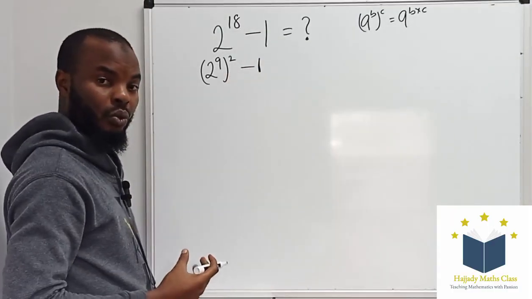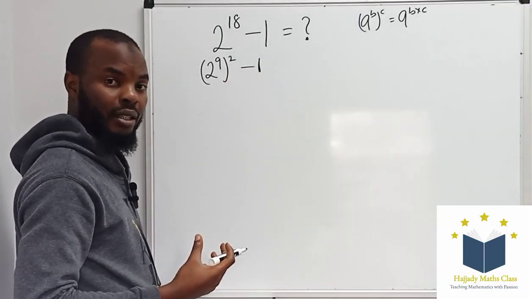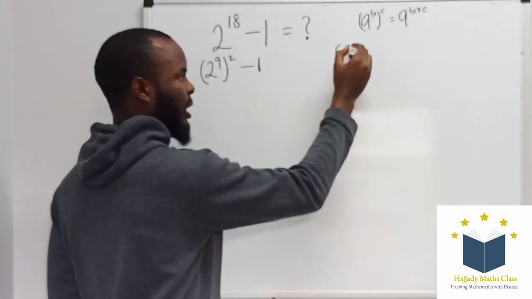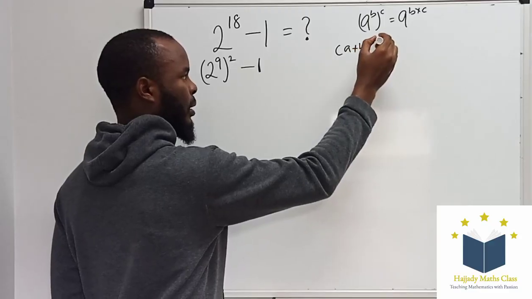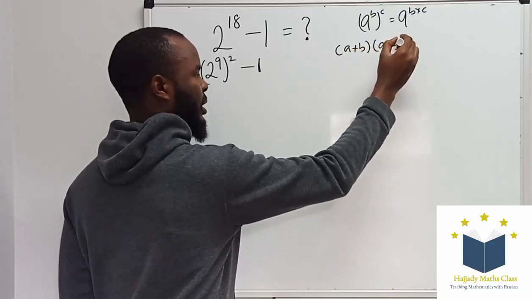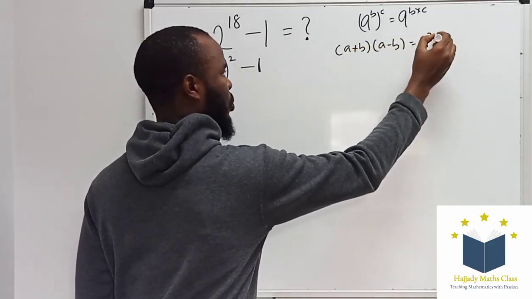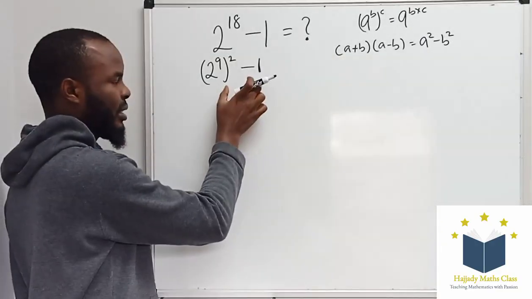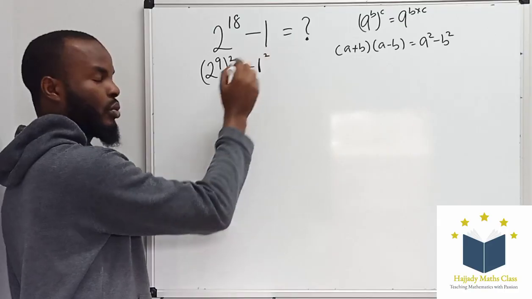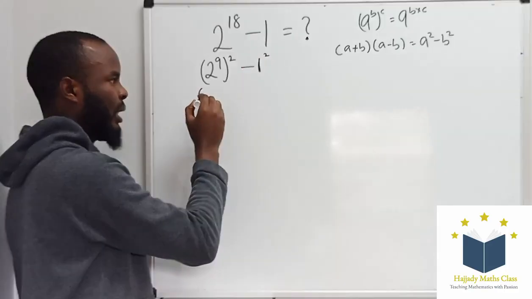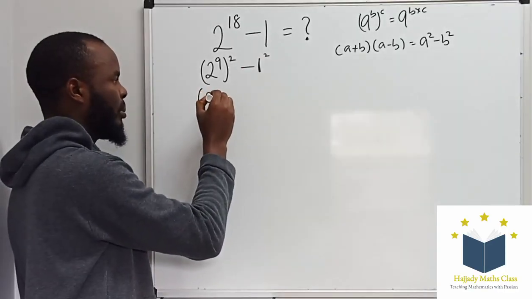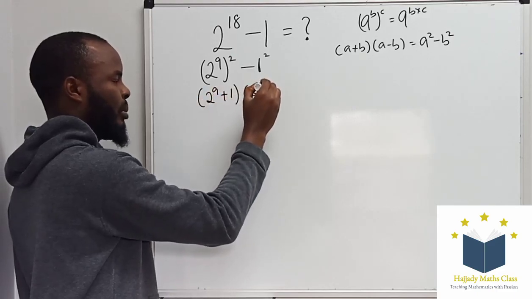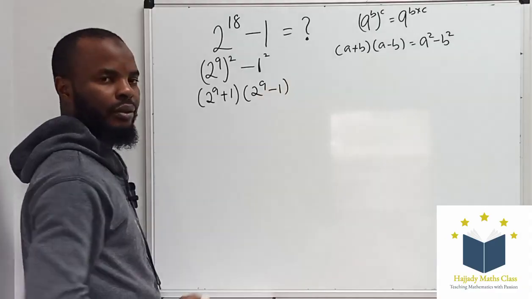Then I'm going to use what is known as the difference of two squares. Using the difference of two squares, the rule says that when you have a plus b, a minus b, this is the same thing as a squared minus b squared. So using the same rule here, it's going to be a plus b, which is 2 to the power of 9 plus 1, 2 to the power of 9 minus 1.